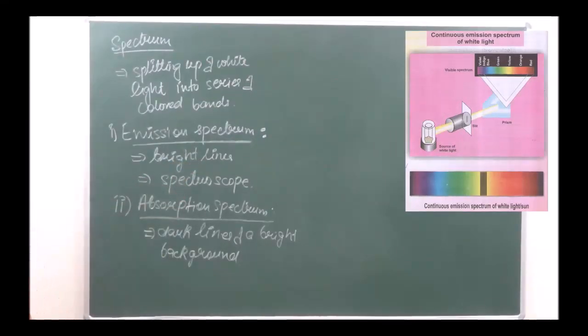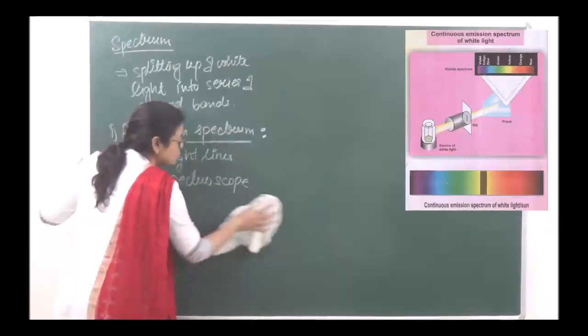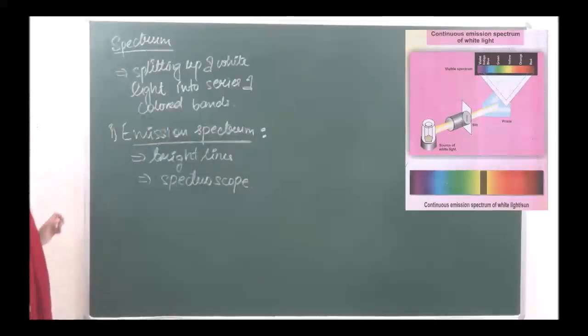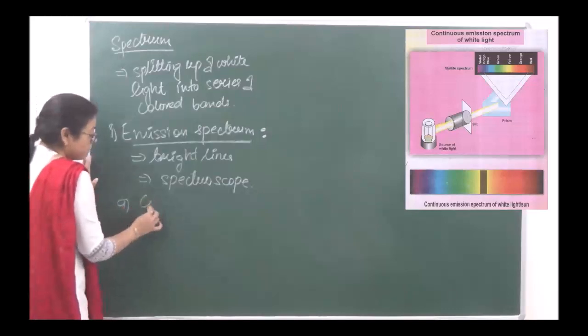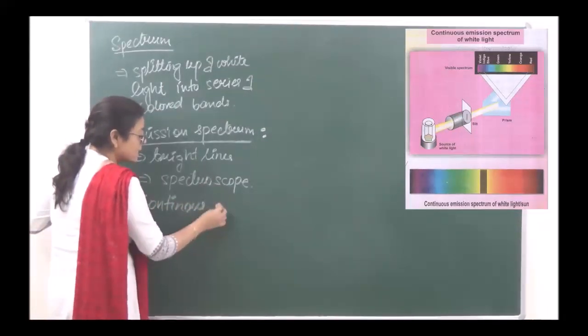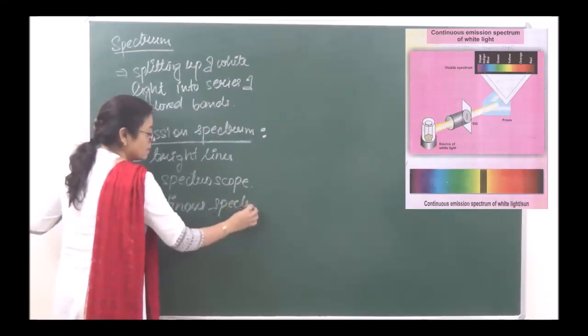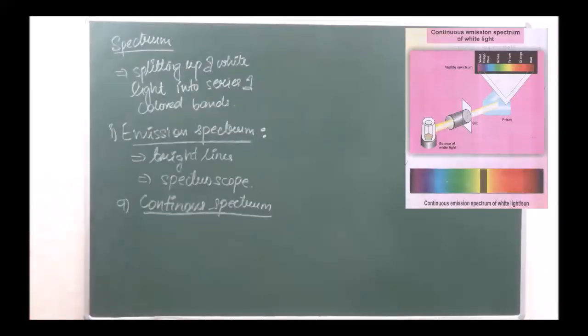Okay, now the emission spectrum is further classified into two. The first one is known as continuous spectrum. What do we understand by continuous spectrum?